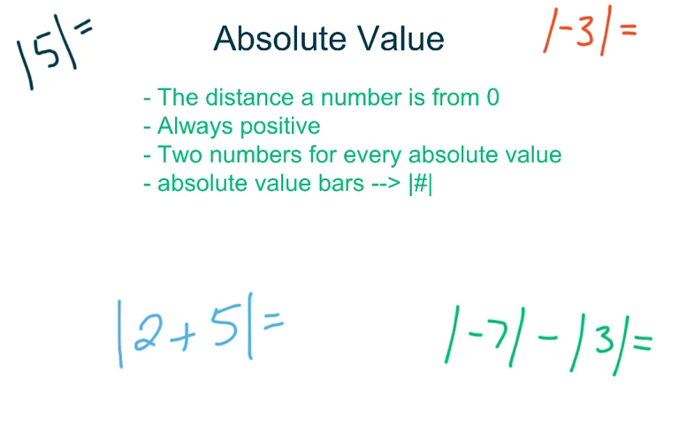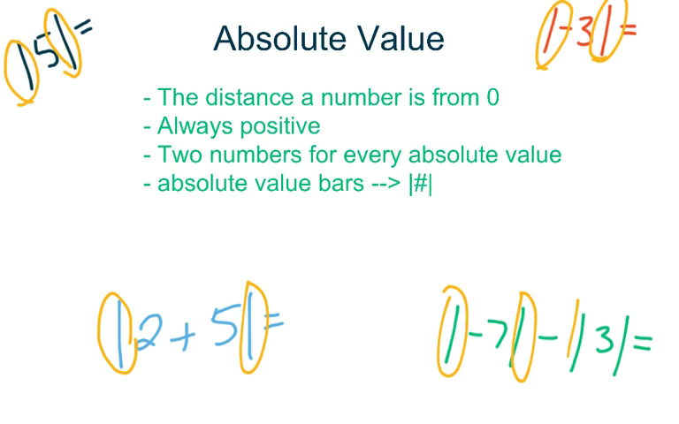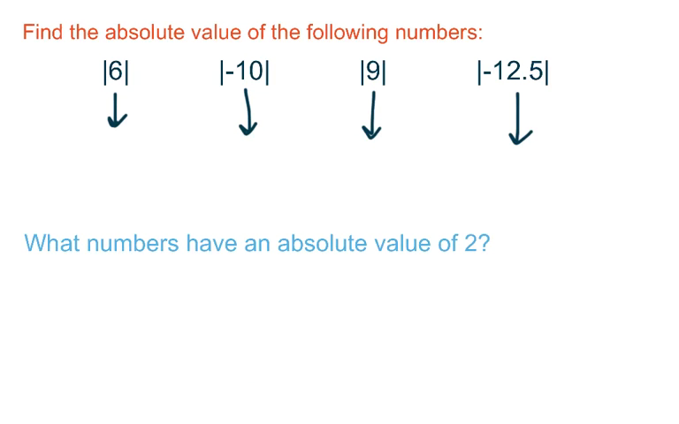And then the next thing that we're going to talk about is absolute value bars. These are the bars that you can see around some of these numbers. They're just 2 upright bars, and all the bars mean is to find the absolute value of whatever is inside of it. So all of those bars that I just circled in yellow are asking you to find the absolute value of, for example, 5, -3, 2 plus 5, etc. So let's go ahead and take a look at some examples.